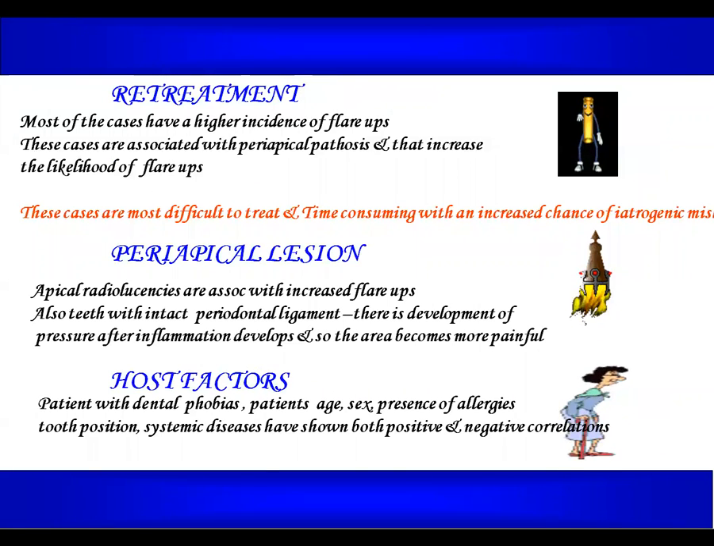Retreatment: most of the cases have a higher incidence of flare-ups. These cases are associated with periapical pathosis, and that increases the likelihood of flare-ups. These cases are most difficult to treat and time-consuming, with an increased chance of iatrogenic mishaps. Periapical lesion, apical radiolucencies are associated with increased flare-ups. Also, in teeth with intact periodontal ligament, there is development of pressure after inflammation develops, and so the area becomes more painful.